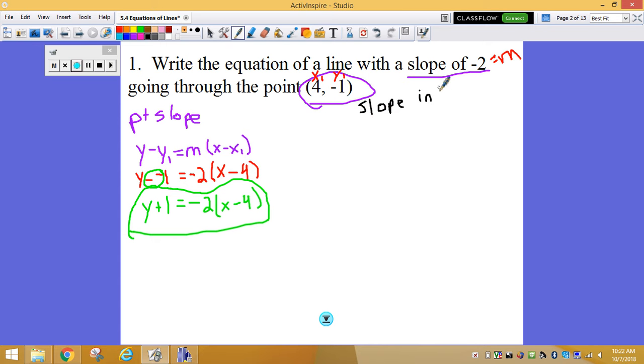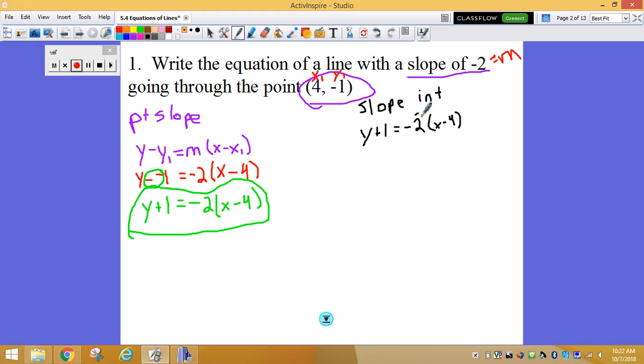Slope intercept is pretty simple also. For slope intercept, we're just going to take this equation and we're going to solve it. So let me show you what I mean. I'm going to rewrite this. y plus 1 equals -2, and then x minus 4. We're going to solve this for y. We're going to get y by itself. So let's go through that.